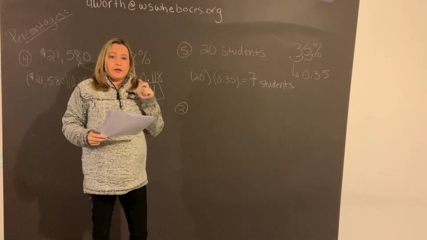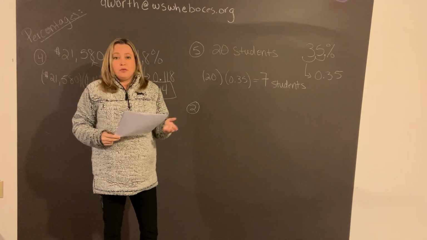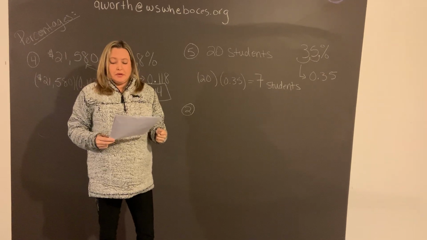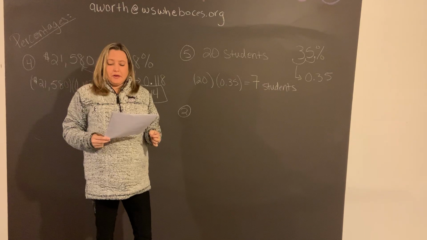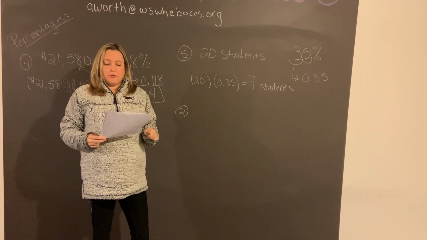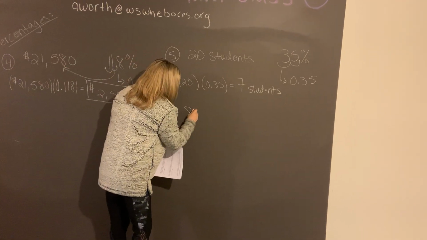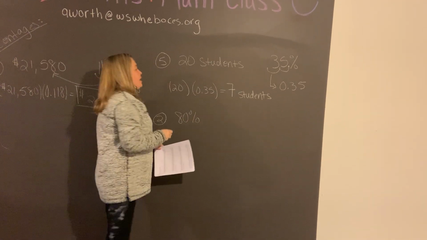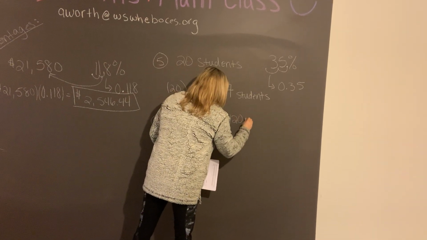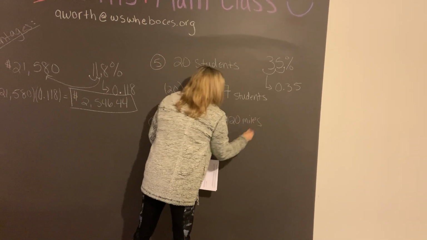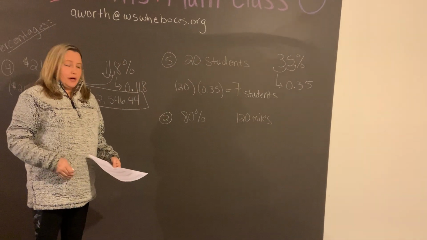So for number 2 on your practice, if you look at it, it says you're traveling from Albany to New York City. You've traveled 120 miles, which is 80% of your trip. Based on this information, calculate how many miles the total trip is from Albany to New York City, okay? So we know it's 80% of our trip. And we also know so far we've gone 120 miles. But again, our miles is our part. That's not our whole, okay?